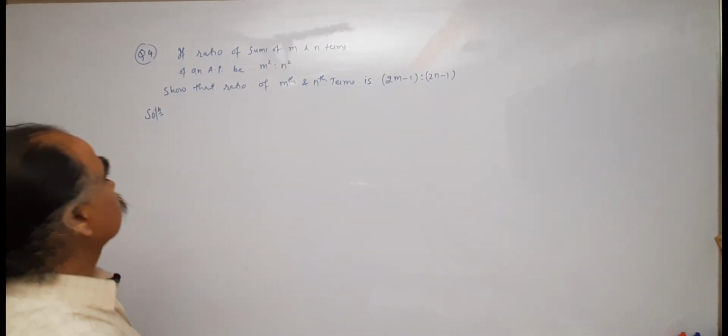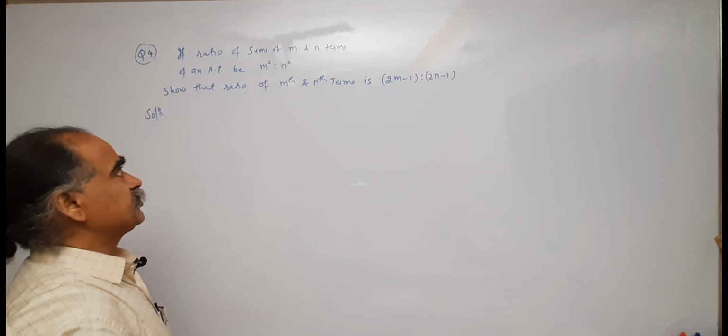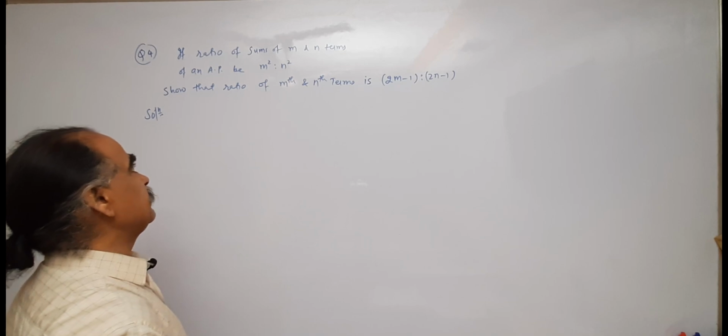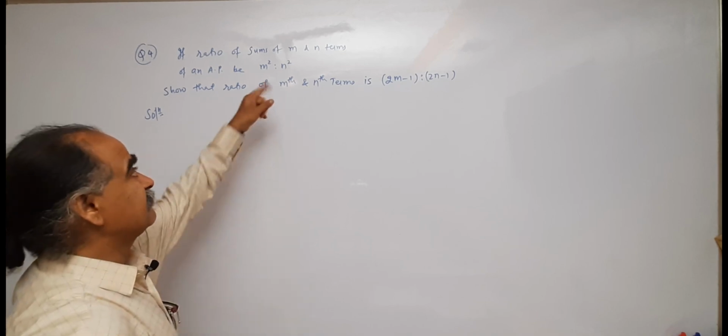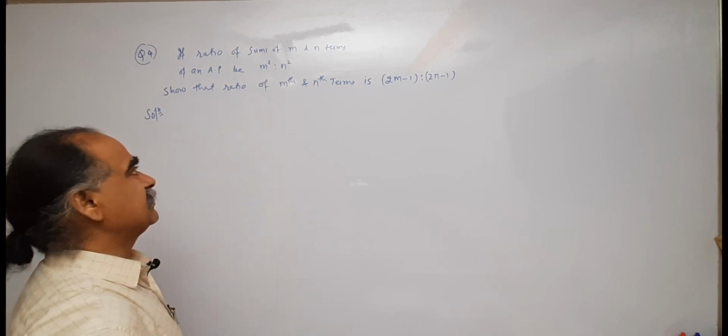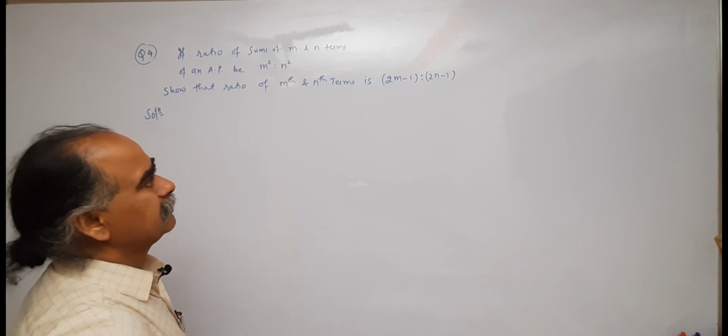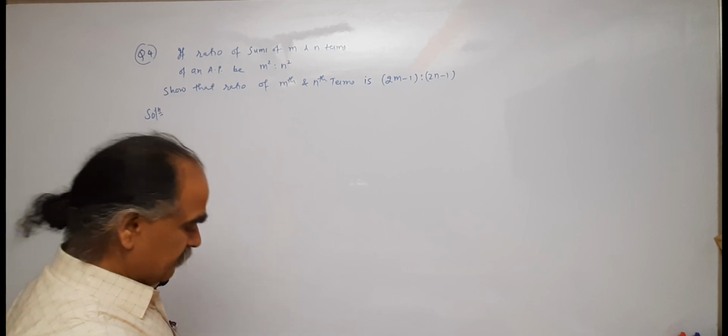See question number 4th. If the ratio of the sum of m and n terms of an AP be m square is to n square, then show that the ratio of the mth and nth term is 2m minus 1 is to 2n minus 1.